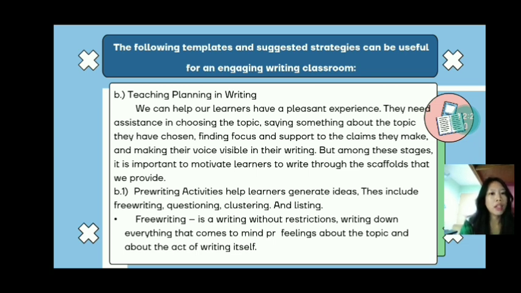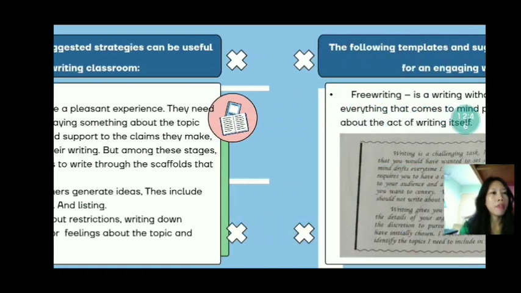So, first is pre-writing activities. Pre-writing activities help learners generate ideas. This includes free writing, questioning, clustering, and listing. So first is free writing. Free writing is writing without restrictions, writing down everything that comes to mind or feelings about the topic and about the act of writing itself.